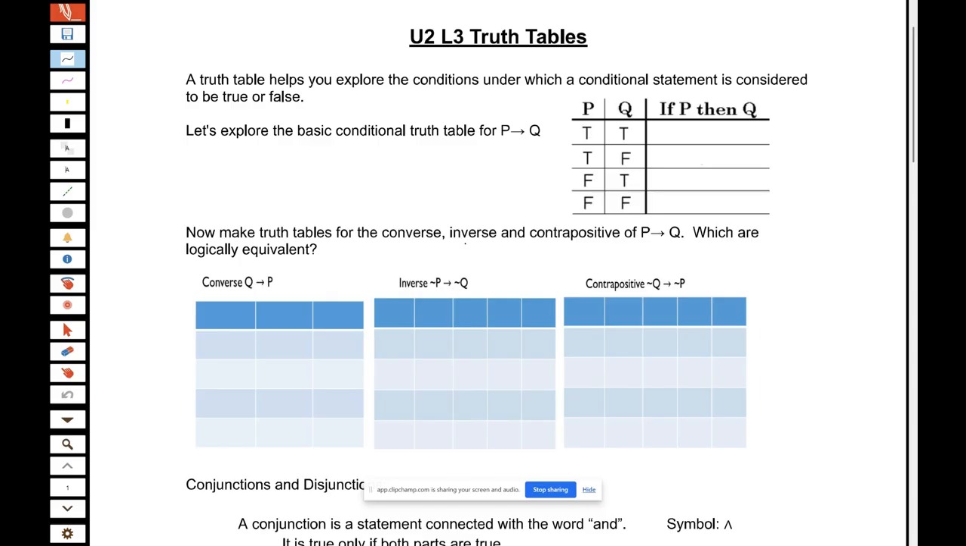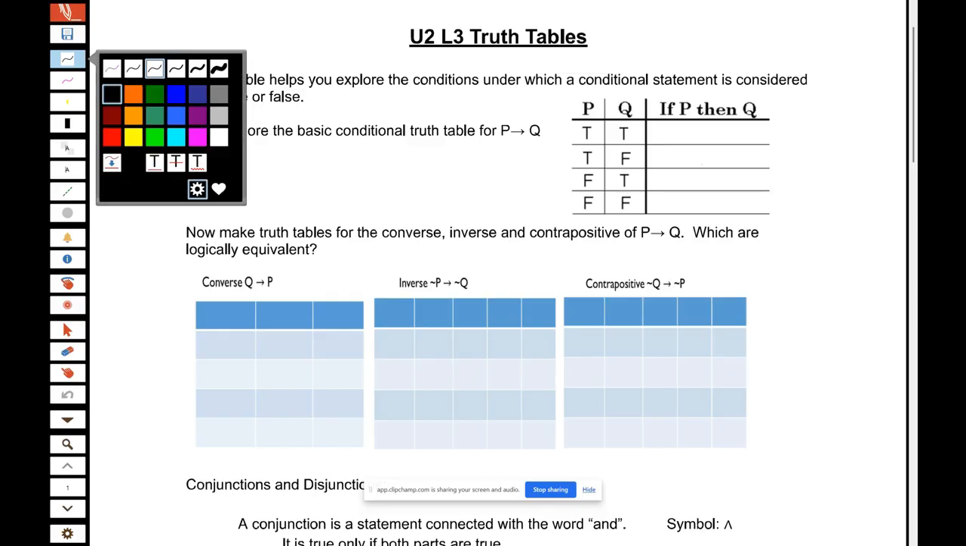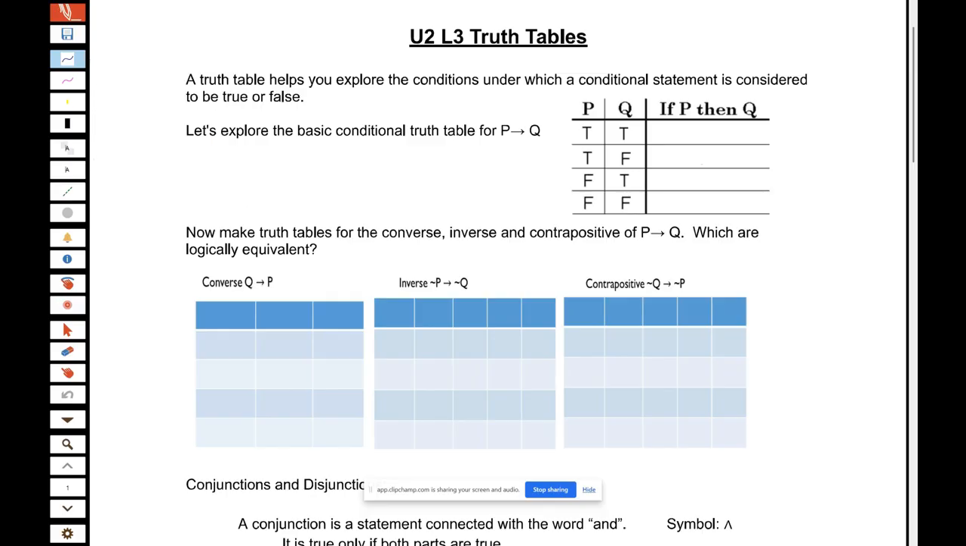Hello and welcome to this video, Unit 2, Lesson 3, Truth Tables. We are going to use truth tables to explore what conditions will make a statement true or false. So under what conditions will the conditional statement be true or false? That's a lot of use of the word conditions in one sentence.